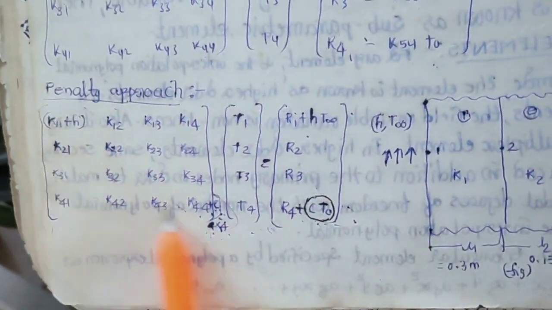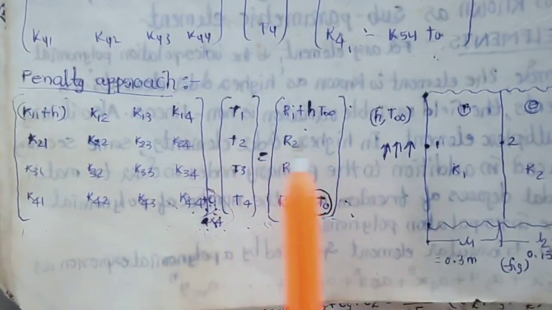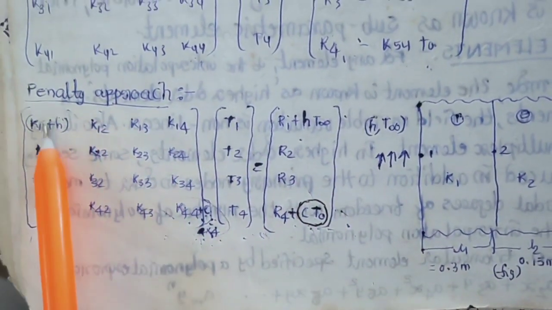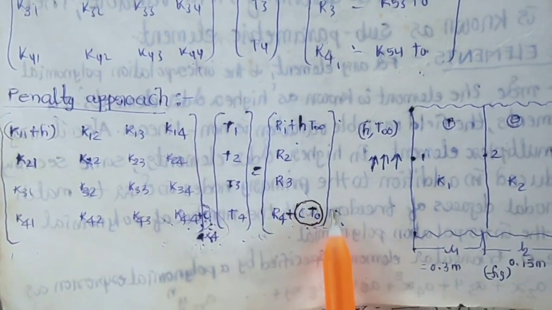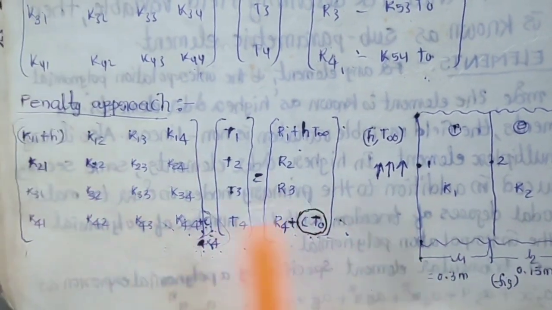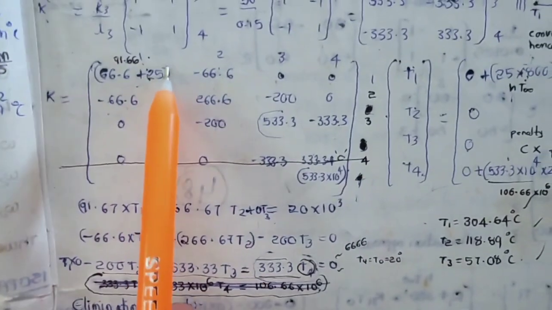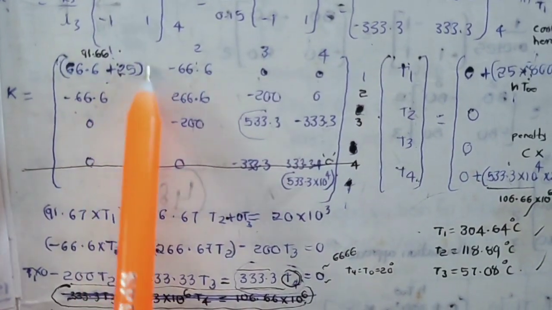Let us first follow the penalty approach method. Based on this formula, KT is equal to R. Here the H value is given, and here H T naught value, and here C T naught value, and here the C value. Similar to this formula, we are solving the first case. This is the C, and this is the H, which is given as 25.